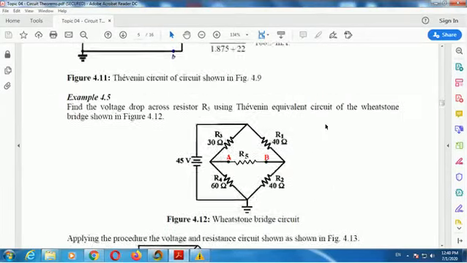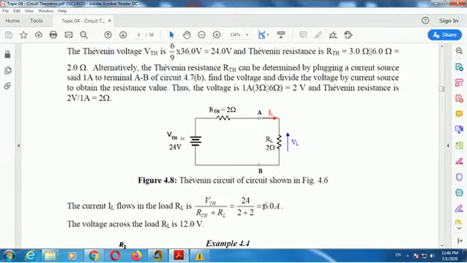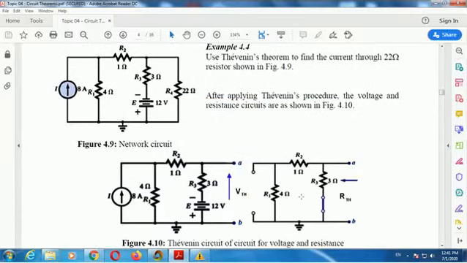Same as this one: 6 ampere and 12 volt using the Thevenin theorem. The Thevenin theorem and the Norton theorem will ultimately arrive at the same correct answer. Only their method is different.